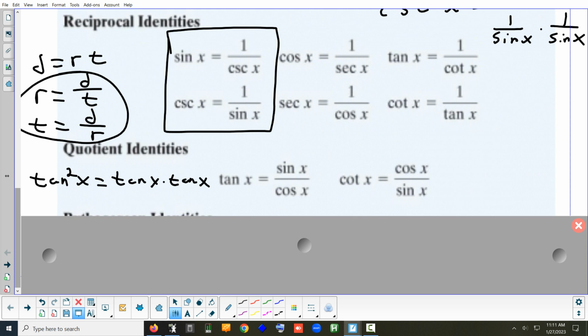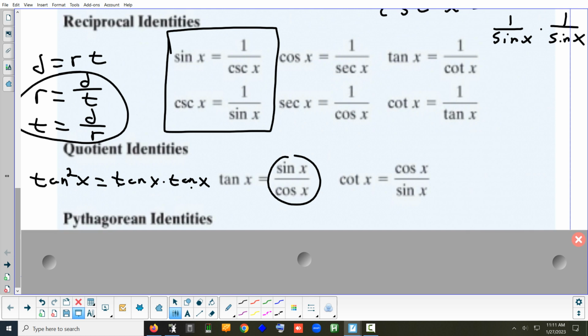So if you multiply tangent times tangent, it really just means to do this times itself. Sine over cosine times another sine over cosine. What would that be? Sine squared over cosine squared. So I could say cotangent cubed is cosine cubed over sine cubed. Tangent to the 10th is sine to the 10th over cosine to the 10th. They apply to higher powers.